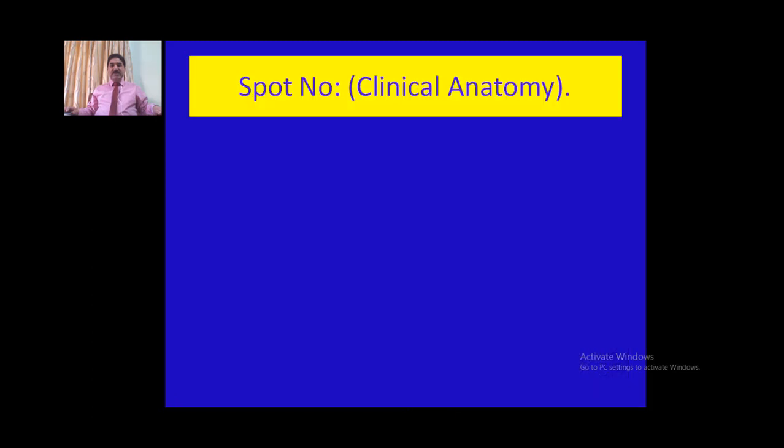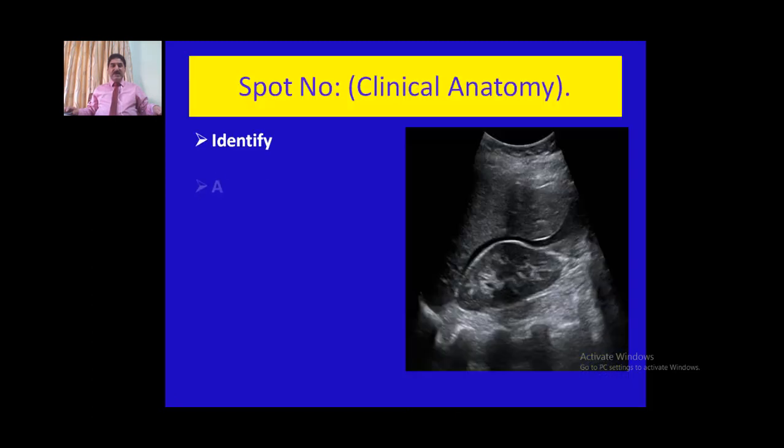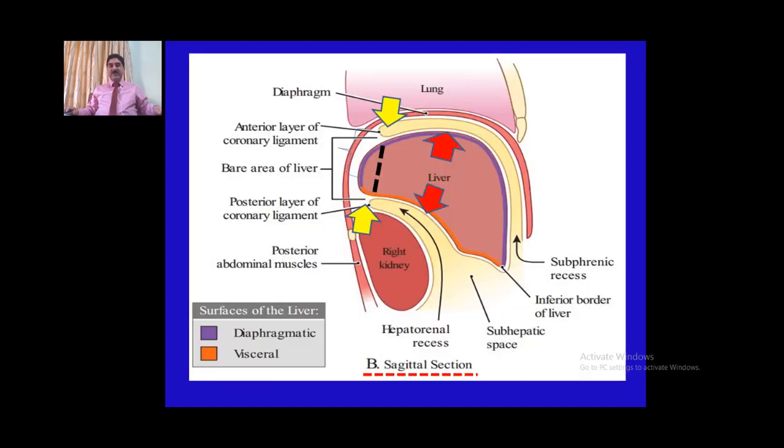Let us identify the structures which are in this slide. Identify A, B and C. A, as already said, is the right lobe of the liver, B represents kidney, and C is the hepatorenal pouch of Morrison, which is filled with fluid.